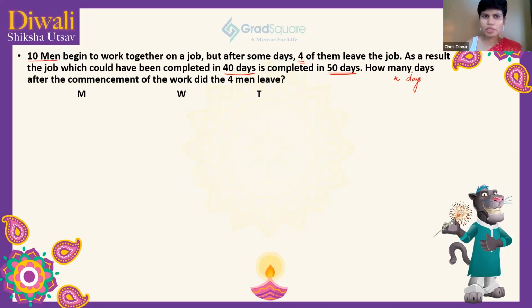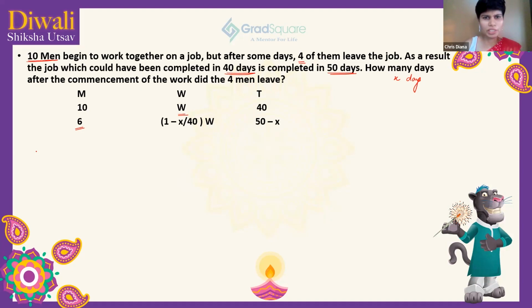I have 3 parameters: men, work, and time. So first scenario, 10 men could do the job in 40 days. And I don't know what the job is, so I put it as W itself. Now, second scenario, 4 of them have left the job.